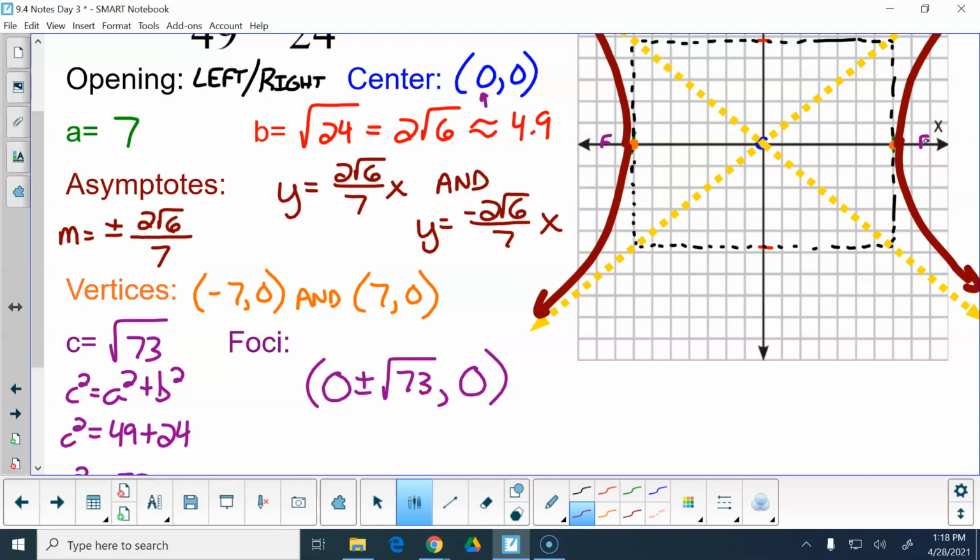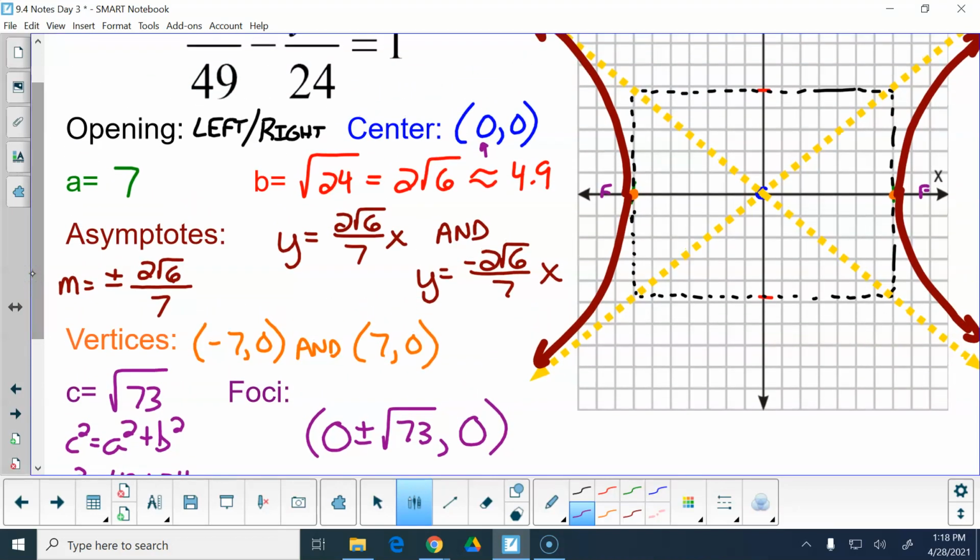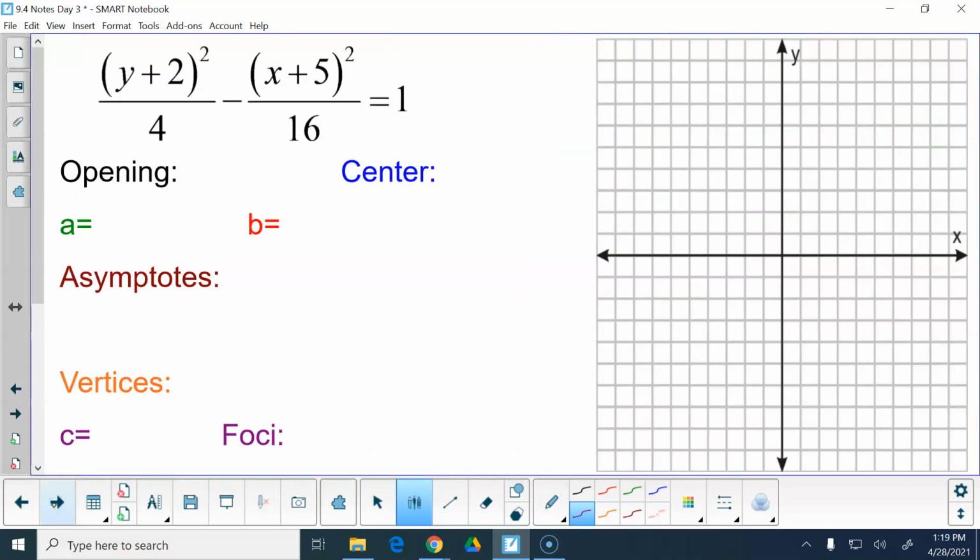Questions on that? Okay. And that also gives us our 8 pieces of information. Graph and center, 2 asymptotes, 2 vertices, 2 foci. What I'd like you to do now is do the same thing, but using this particular equation of a hyperbola.